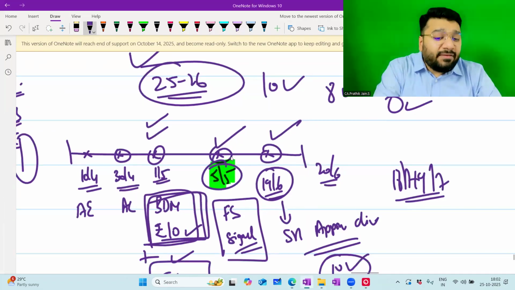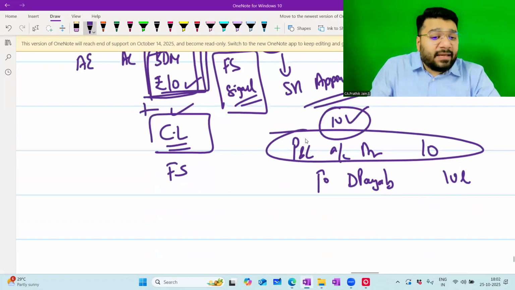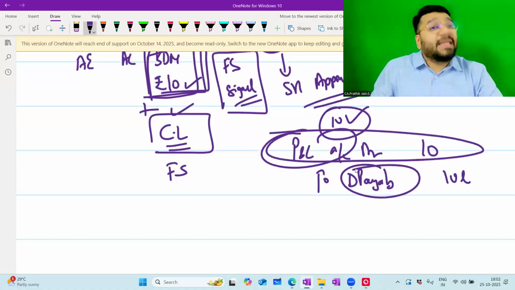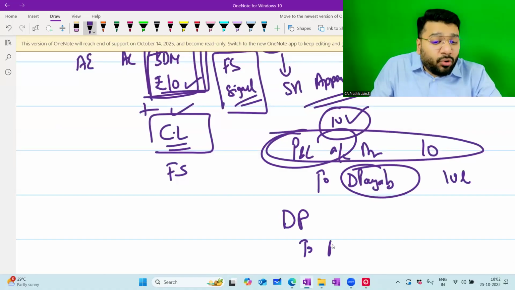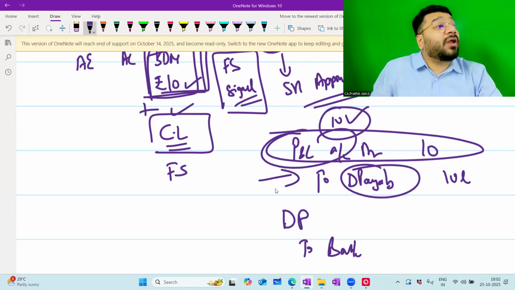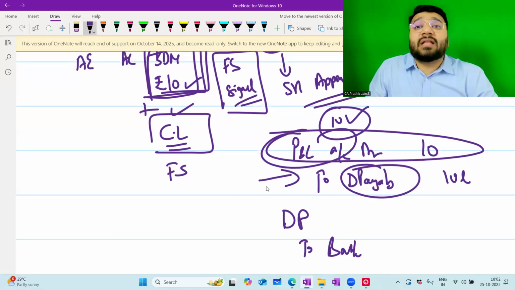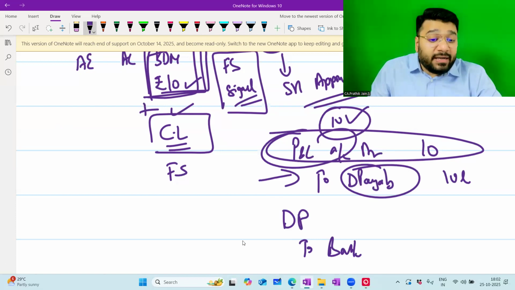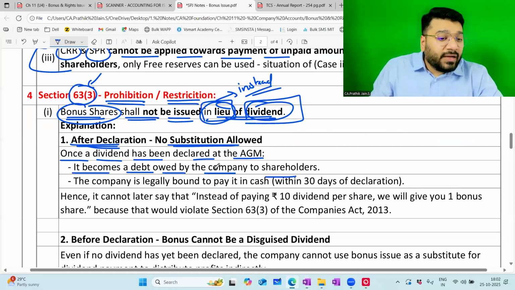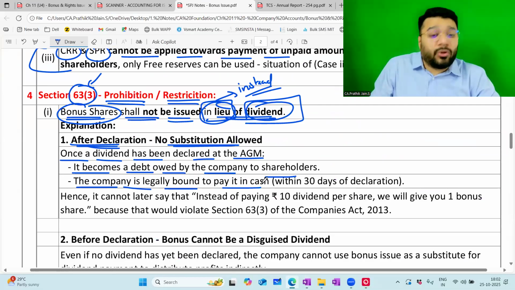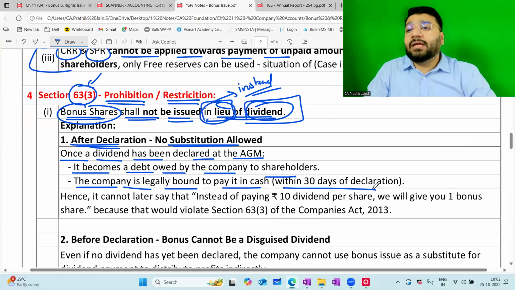Because the day when the approval is coming, that day what entry do you pass? P&L to dividend payable. When the money is paid, the entry is what? Dividend payable to bank. So it becomes your liability. On the day when the AGM gives the approval, that dividend has become your liability. It becomes a debt owed by the company to the shareholder. The company is legally bound to pay it in cash. Cash means through cheque also, within 30 days of declaration.